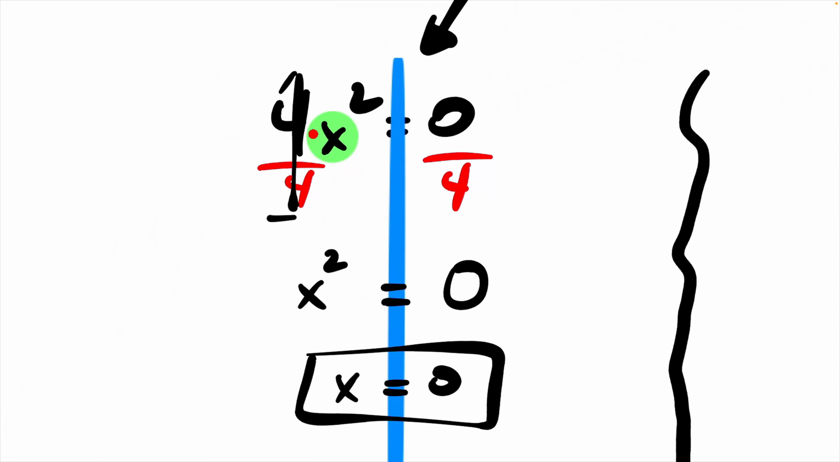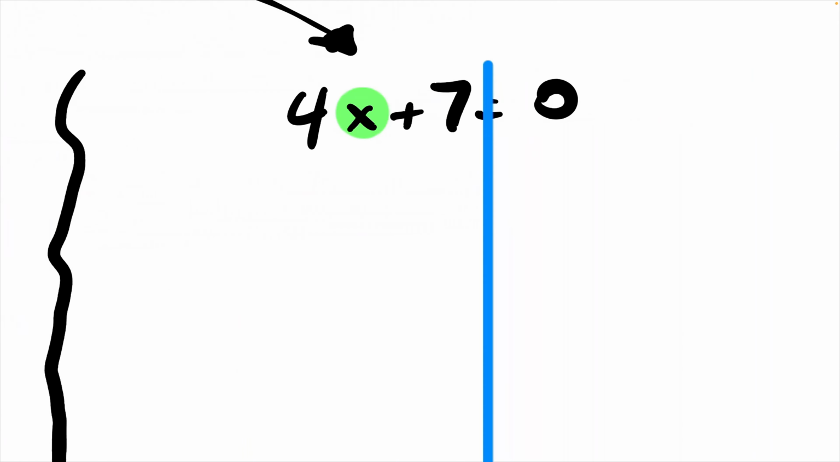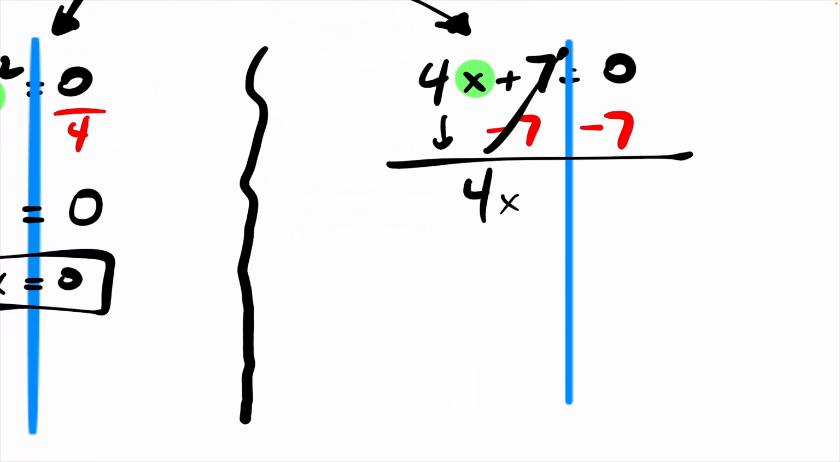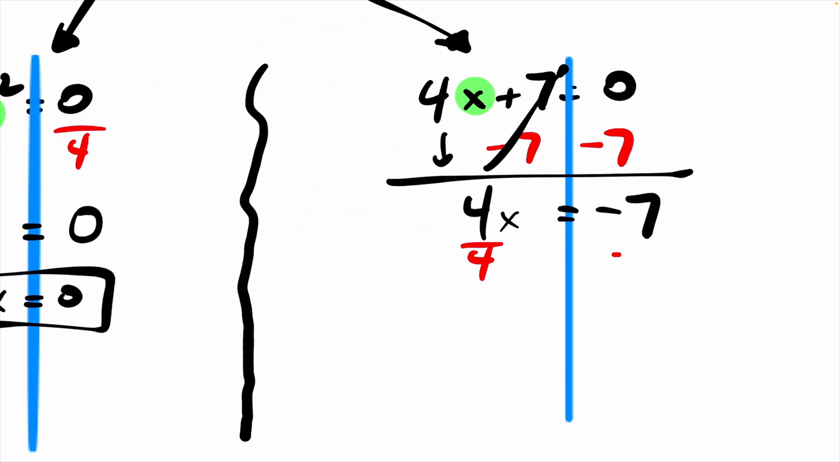Now let's go to the other side. We're going to get another answer. Okay, how do I get x by itself over here? Add, subtract, multiply, or divide. Subtract, yep, subtract first. Minus 7 from both sides. 0 minus 7 is negative 7. What's the last step? Divide by 4, divide by 4.